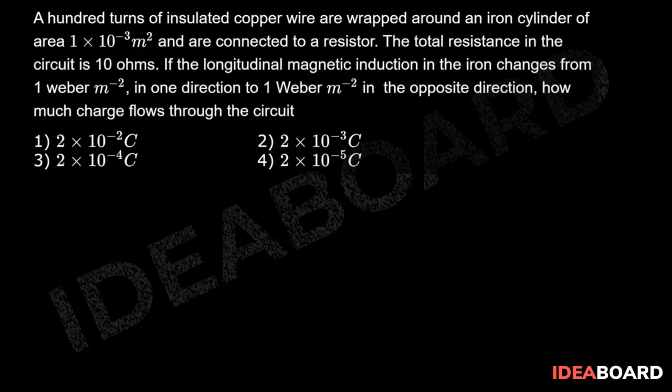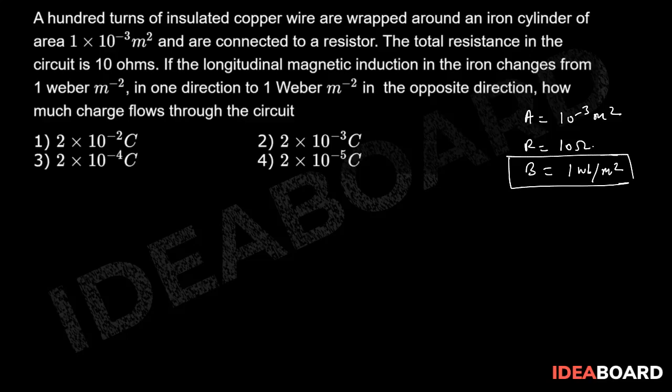So first of all, what information is given? Let's collect it. Area A is equal to 10 to the power minus 3 meter square. Total resistance is equal to 10 ohms. And the value of magnetic induction B is equal to 1 Weber per meter square. They are asking the total amount of charge flown on changing the direction. Suppose the magnetic field was initially like this, then in the second case they reverse the direction with the same magnitude. So what will be the amount of charge flown?